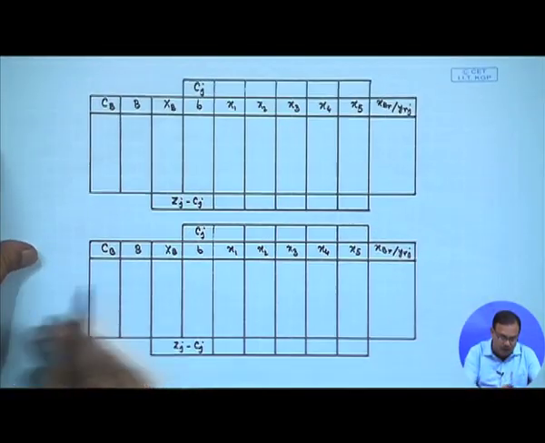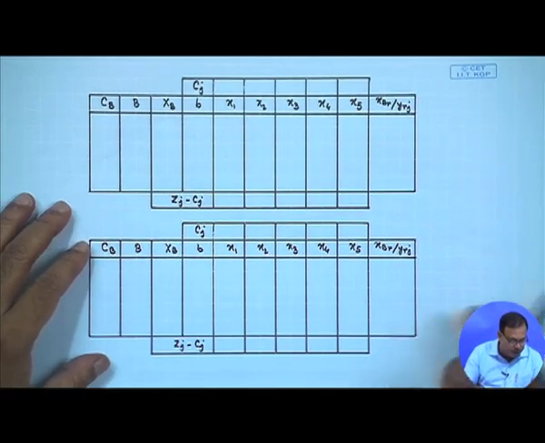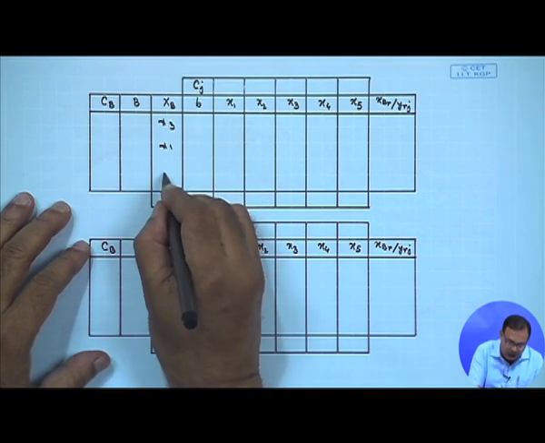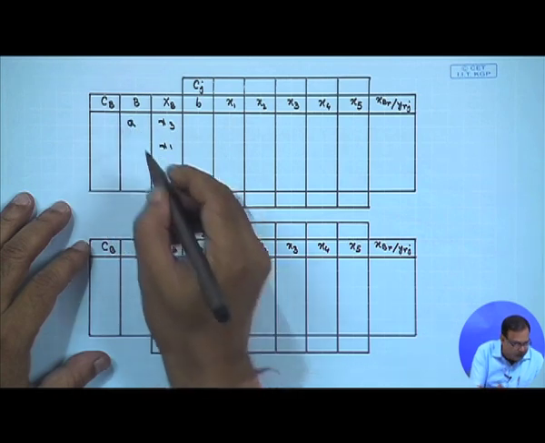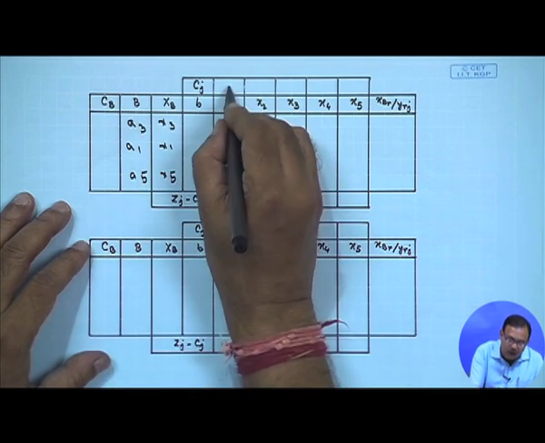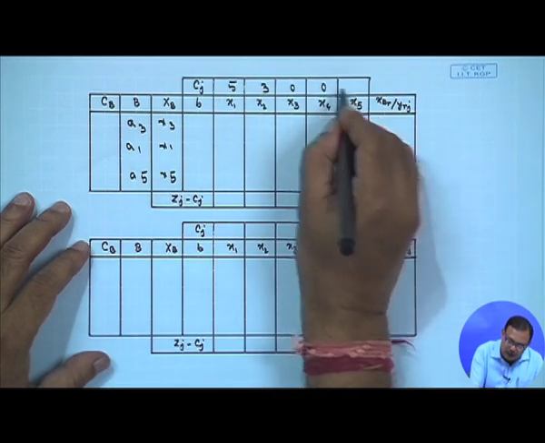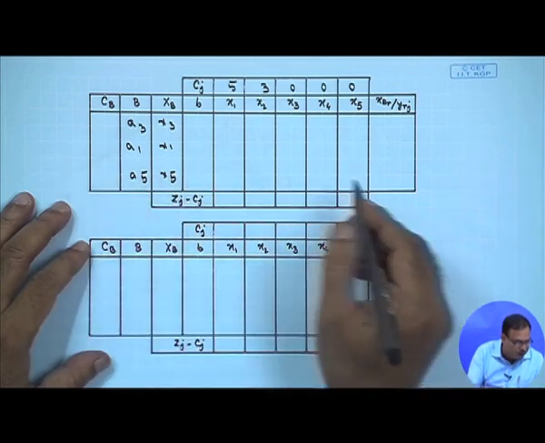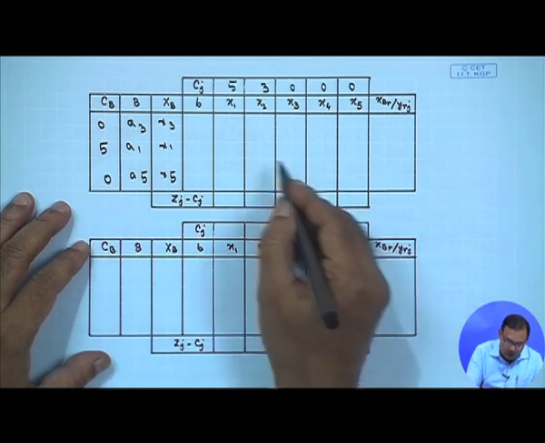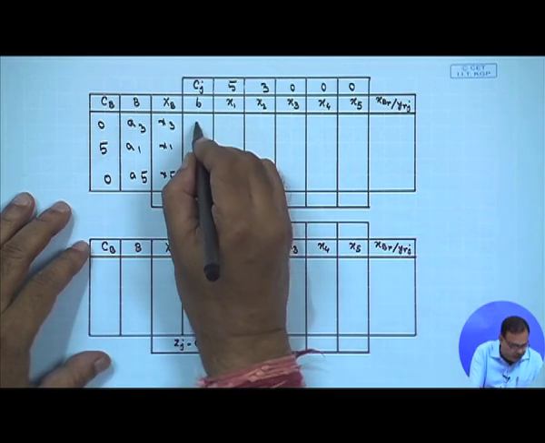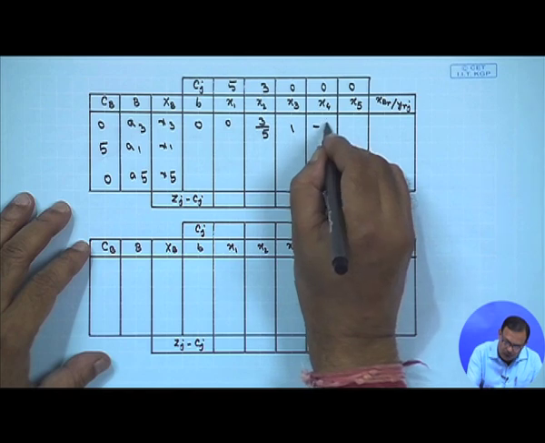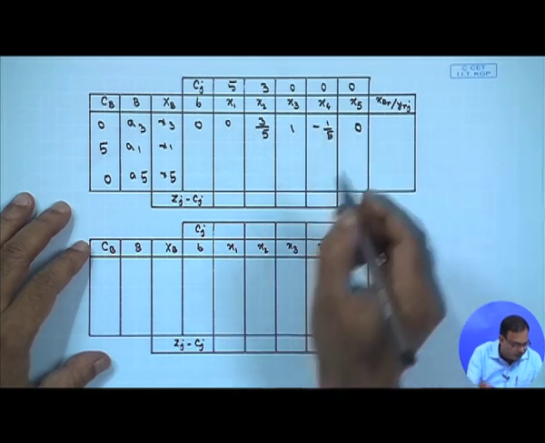In the next column, what happens? Your x4 will be replaced by x1. So, here it will come x3, x1 and x5. This is your A3, A1, A5. Your Cj values are 5, 3, 1, 2 and 3. So, here it will be 0, 5, A1 is 5, it is 0. These values will become now 0, 0, 3 by 5, 1, minus 1 by 5 and 0.